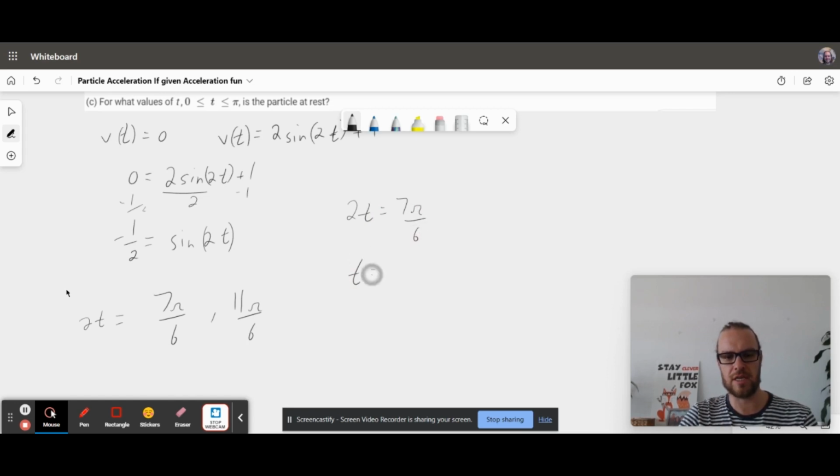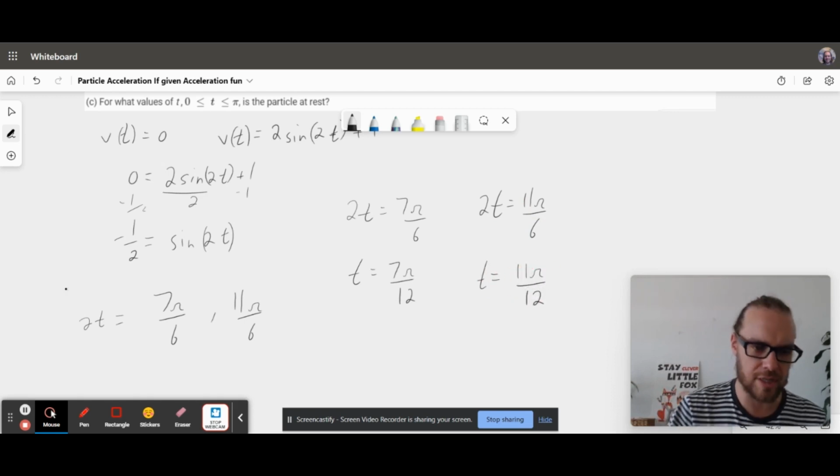which really means that t is equal to 7 pi over 12. And the other one would be 2t equals 11 pi over 6, which means that really t is equal to 11 pi over 12. So those would be our two places where it's going to happen.